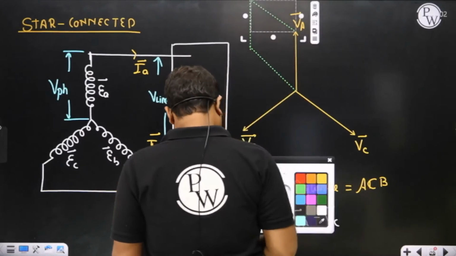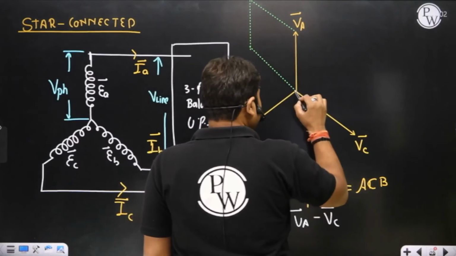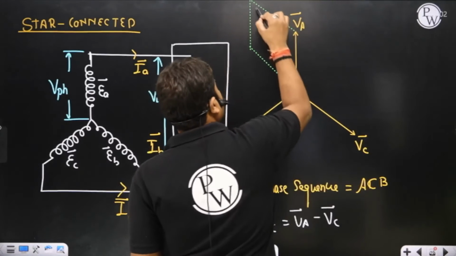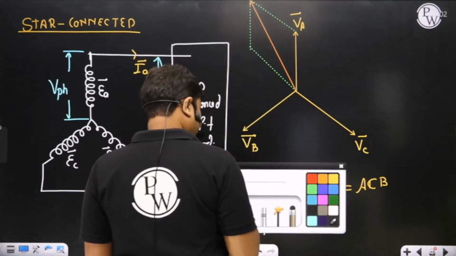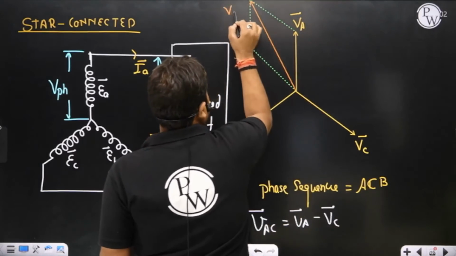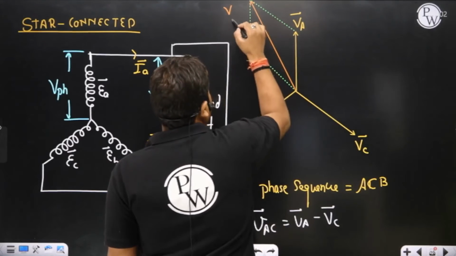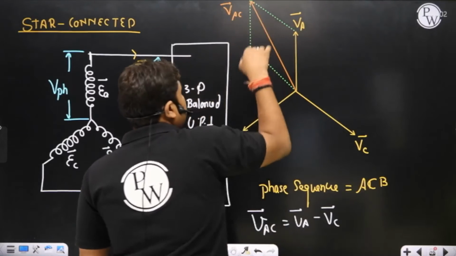So one can say, sir, we have VCA, VAC, and VAC can be represented in this way.